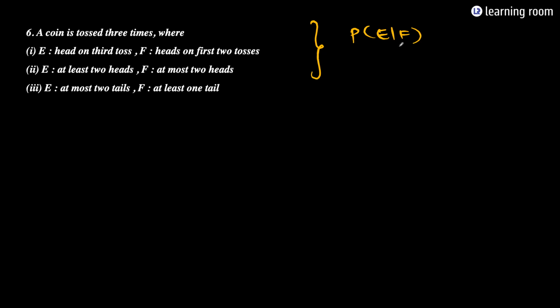Yes, sir. Tell me how to solve. So what is the probability of E given F? That is probability of E intersection F divided by probability of F. So, how do I write it, guys?